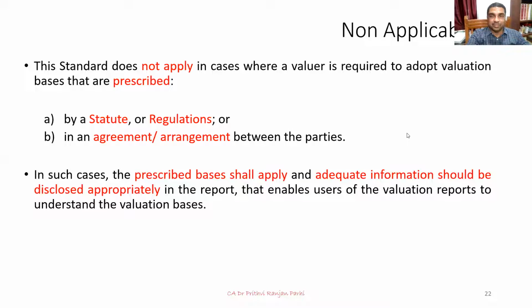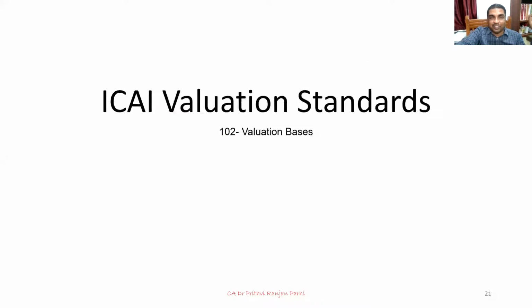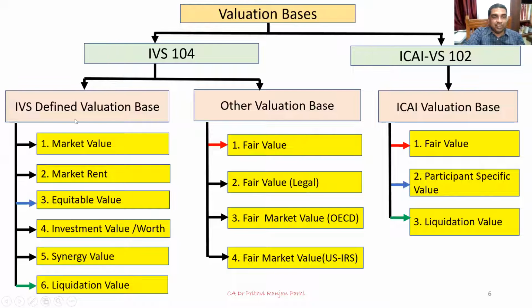Okay, friends. Now let us see some of the bases which are defined in the Indian Valuation Standard. Now you see three types of value we're talking about. One is fair value, we know that: the price in an orderly transaction. Then participant specific value. I had told you earlier what participant specific value is. This is similar to equitable value; we have seen equitable value and participant specific value, and they are more or less the same. And fair value also, in the International Valuation Standard we have seen, is more or less the same. And liquidation value also we have discussed. Three things.